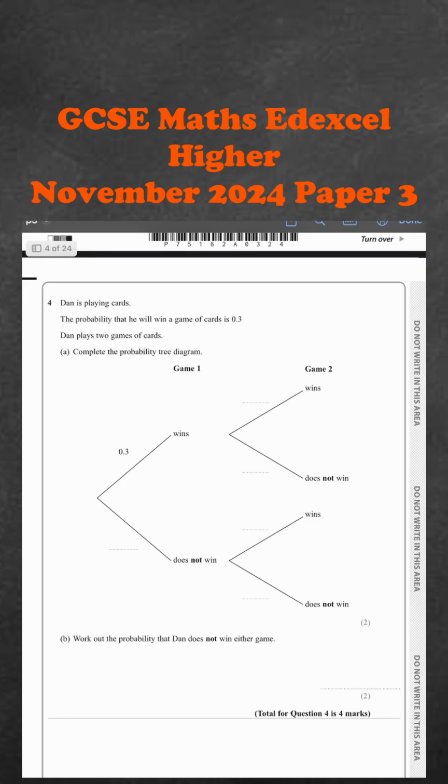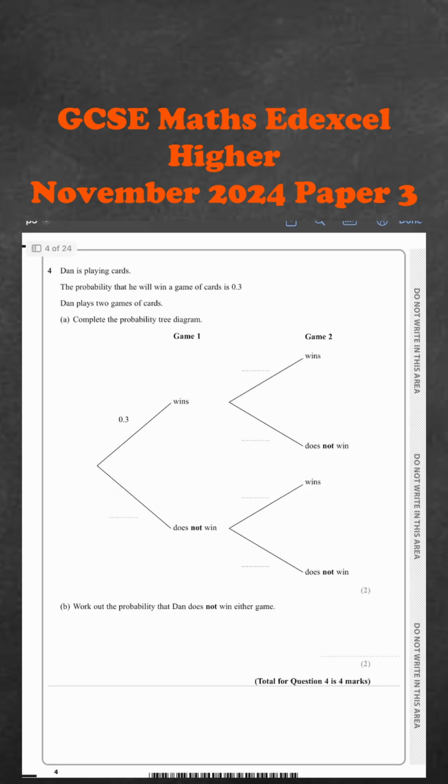Question 4. Dan is playing cards. The probability that he will win a game of cards is 0.3. Dan plays 2 games of cards. Complete the probability tree diagram. So this is quite straightforward. If 0.3 is the probability he wins, then 0.7 is the probability he doesn't win. And that will be the case throughout the entire tree diagram.